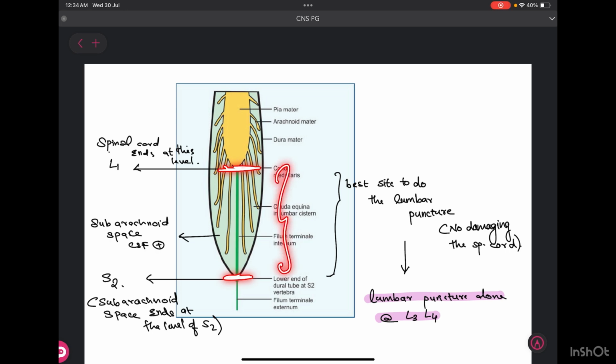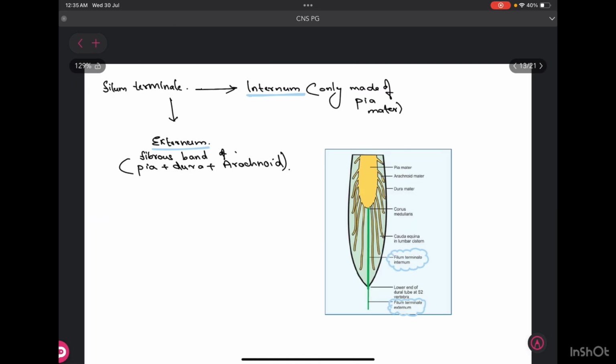So this will be a better space for lumbar puncture, for the extraction of CSF, because it doesn't irritate the spinal cord, right? So lumbar puncture is mostly done at the level of L3, L4. L3, L4 is the safest level out of this. That is clear. Then comes the filum terminale.